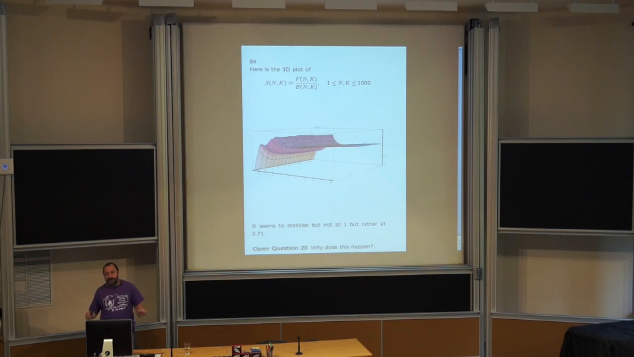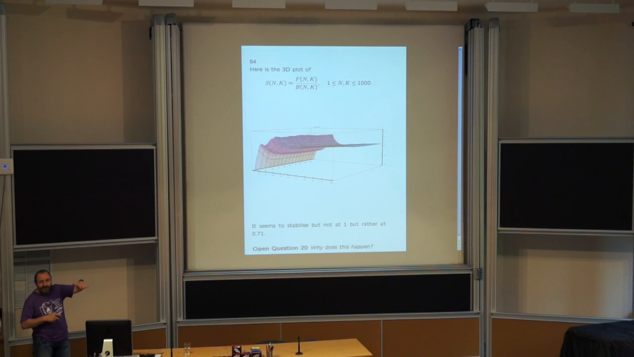We have no idea. Obviously, our analysis is not completely out of place, right? Because the functions are clearly related, right? The thing becomes stable. But why it stabilizes at 0.7 instead of 1, we have no clue.